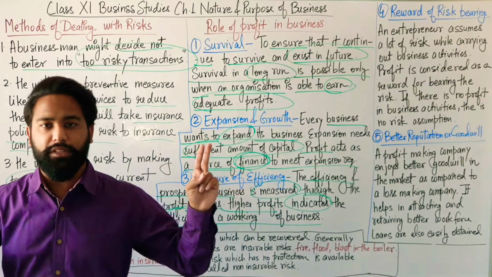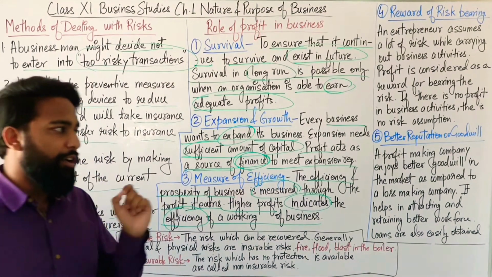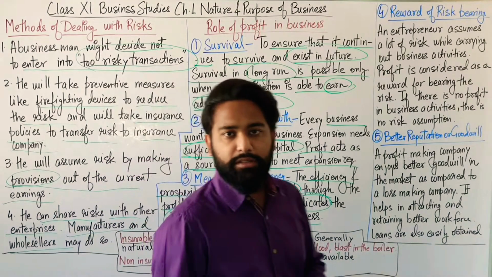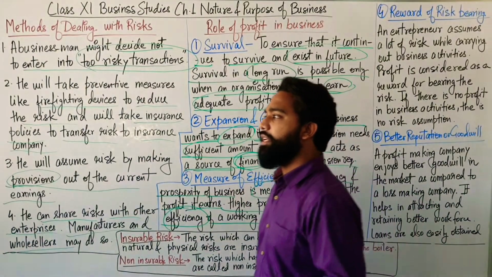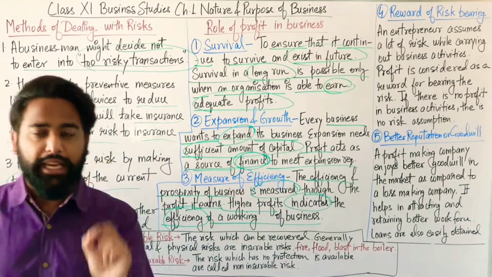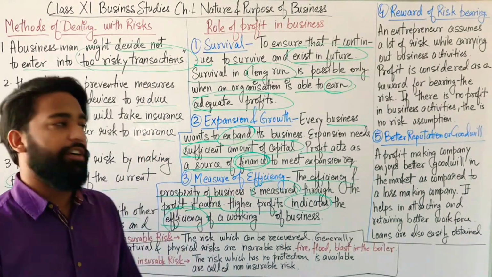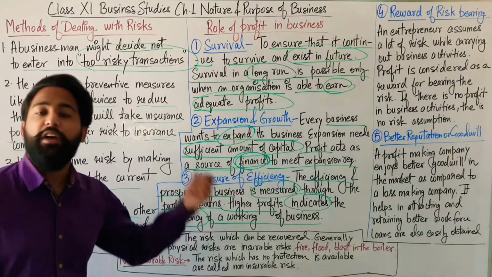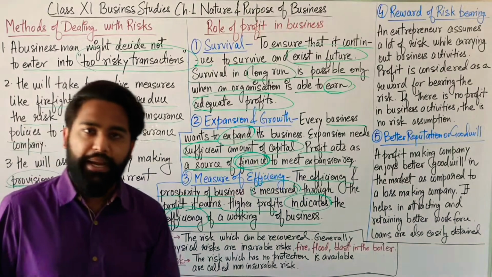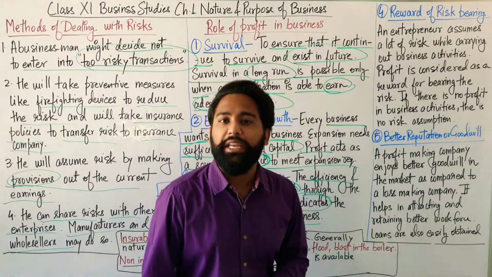Suppose there are two companies. If the first company is earning 1 crore rupees as profit and the other company is earning 2 crore of profit, then you can easily say that the second business enterprise is more efficient than the first one. So it is a measure of efficiency. Which company is better? The fourth one, reward of risk bearing.